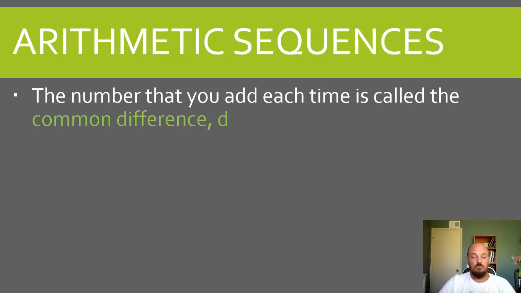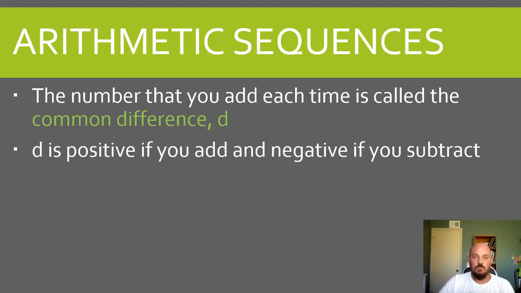Now we have a name for that number that you are adding or subtracting each time. It's called the common difference, and we use the letter D for it. D is positive when you're adding and negative when you're subtracting. So really, the way we think of it, you're always adding. An arithmetic sequence means you're adding the same number each time, but when D is negative and you add a negative number, it's like subtracting. So you can think of it as adding or subtracting, but technically what it is, is adding a positive or negative number.